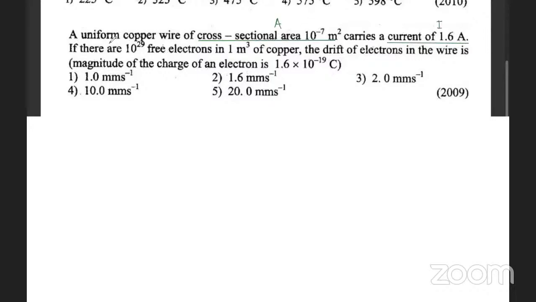If there are 10 to the power 29 free electrons in 1 meter cube of copper, this entire thing is our n. Electron density, number of electrons per unit volume, that is n.